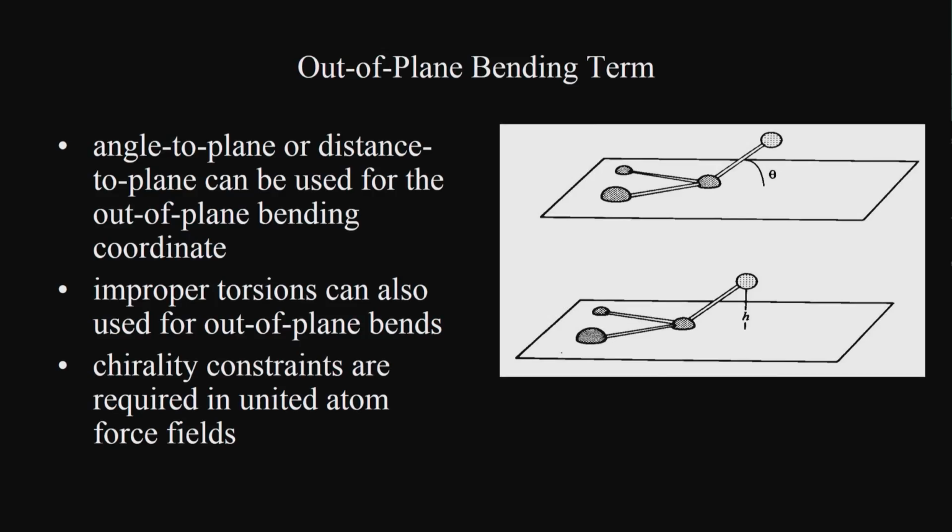So, the out of plane bending: imagine you have a molecule with 4 atoms, okay, 3 are on the plane and 1 is up. So, that is called the out of plane bending term.